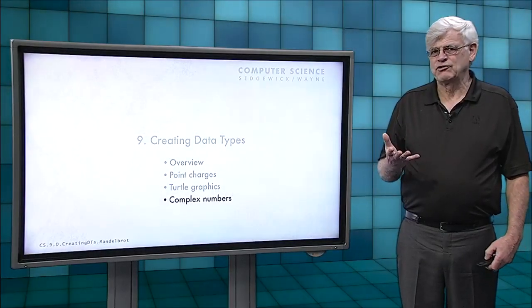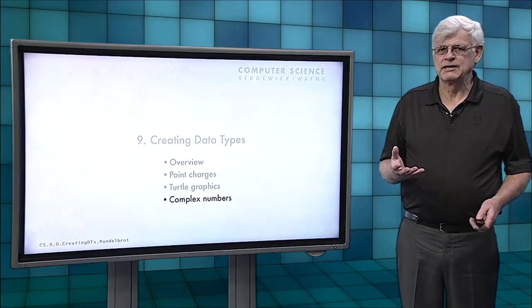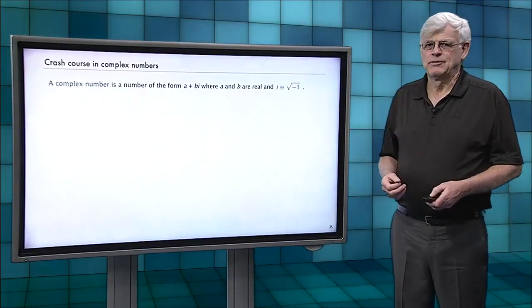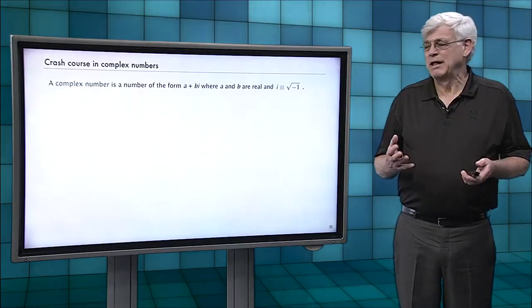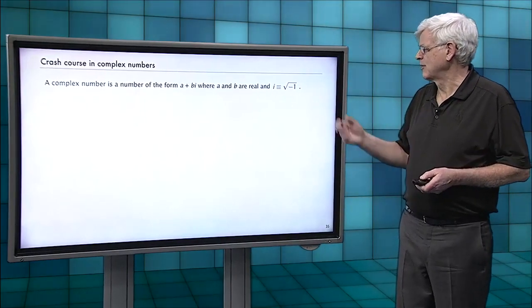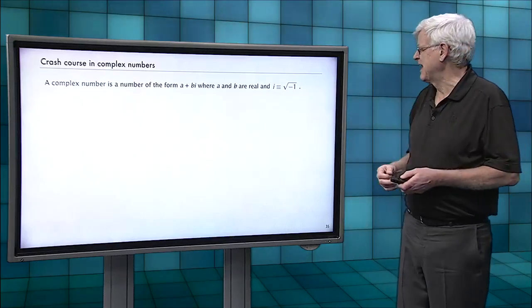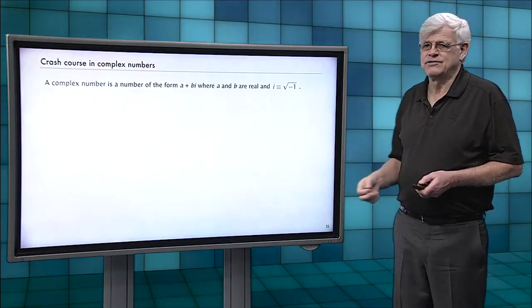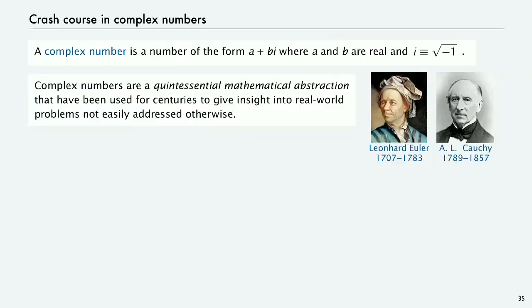We're going to finish off this lecture by talking about an abstract data type for implementing complex numbers. This is almost ultimate abstraction mathematically. So what we're going to talk about is complex numbers, a number of the form a plus bi, where a and b are real values and i is defined to be the square root of -1. This is really a quintessential mathematical abstraction that dates back to the 18th century to Euler and Cauchy.